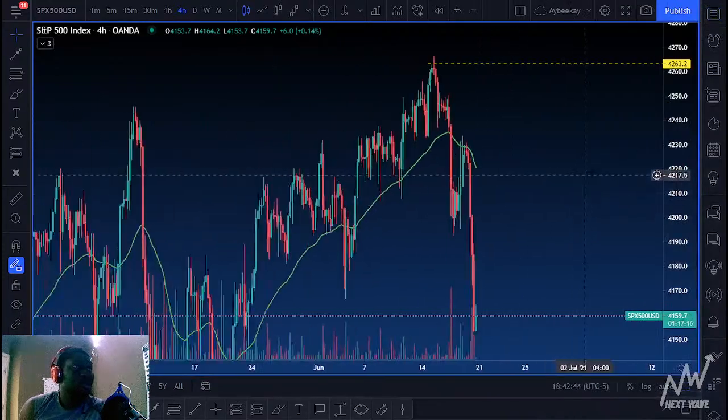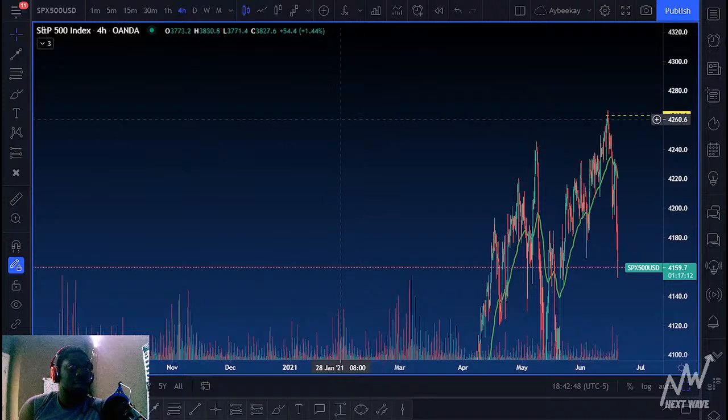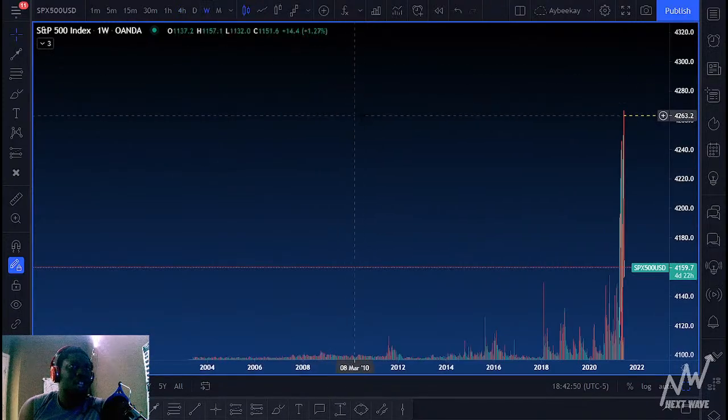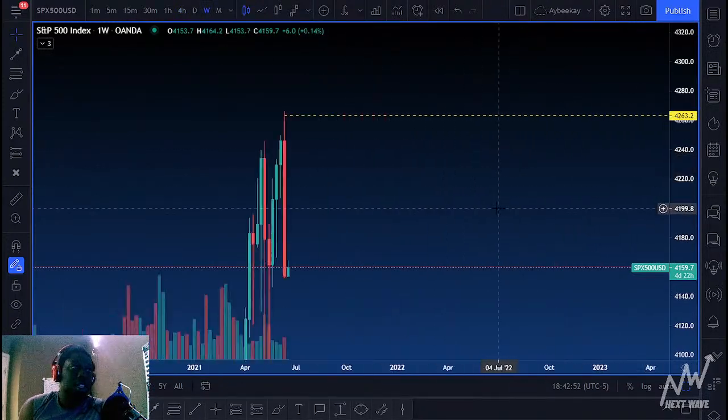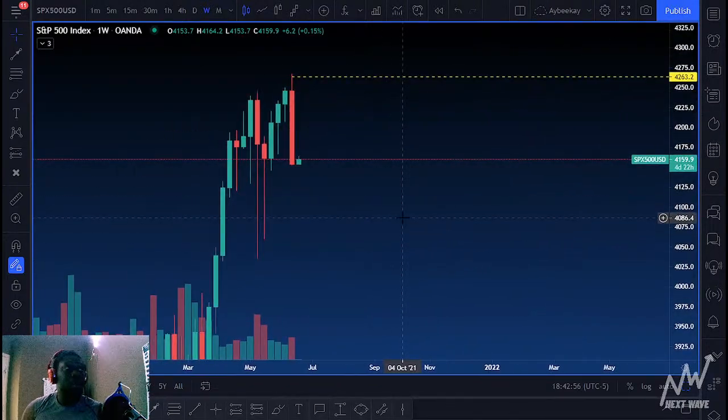S&P. So S&P, after making all-time highs up here, wait, it did it? Yeah, it did. After making all-time highs, it ended up pushing to the downside. And that's what I was saying all of last week. I'm like, if I'm going to sell this, I need to see some bearish pressure and then a retracement before I get into a sell. And boy, did I see some.